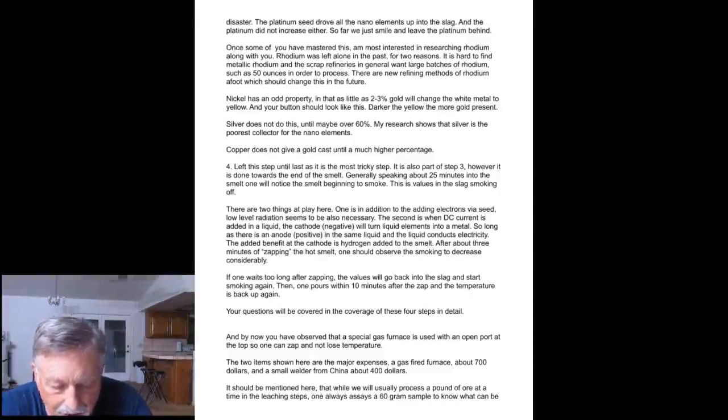Once some of you have mastered this, I'm most interested in researching rhodium along with you. Rhodium was left alone in the past for 2 reasons. It is hard to find metallic rhodium, and the scrap refiners in general want large batches of rhodium, such as 50 ounces, in order to process. There are new refining methods of rhodium afoot, which should change this in the future.